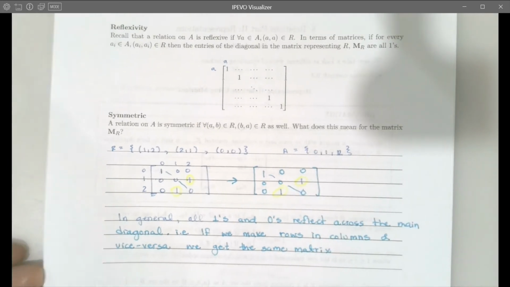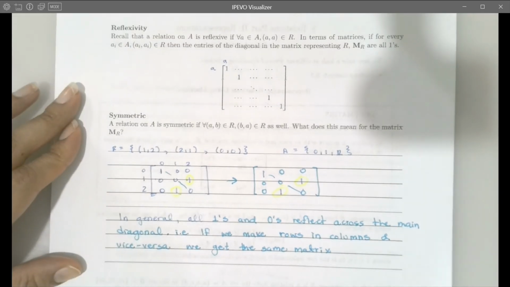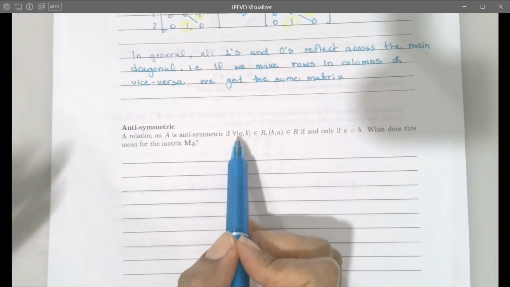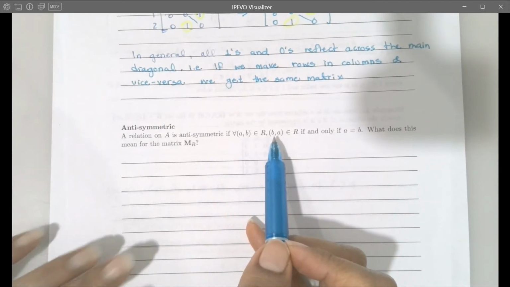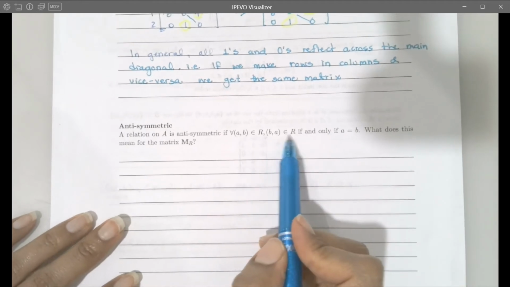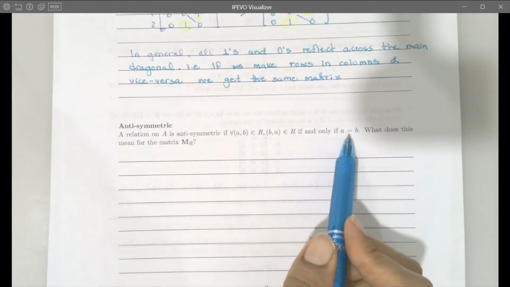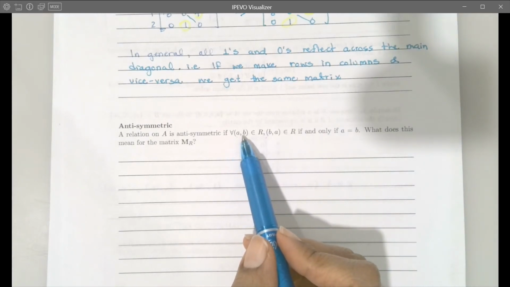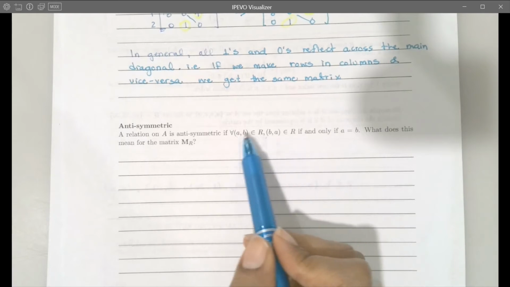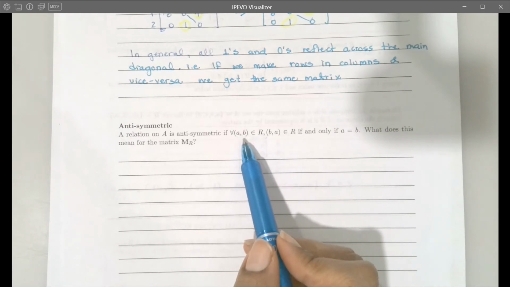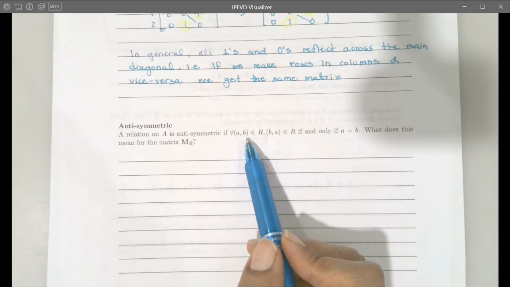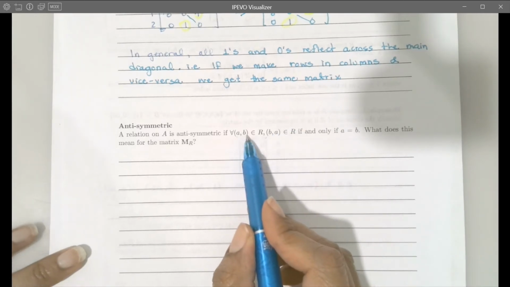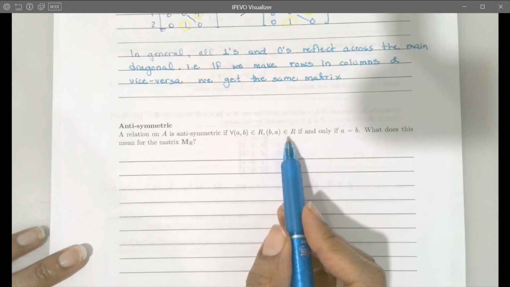Okay, what about antisymmetric? Well, what does antisymmetric even mean? Antisymmetric means that for every element A comma B that is part of the relation, then B comma A will be part of R if and only if A is equal to B. Meaning the only time when this can happen is when both of the coordinates are the same. So if you have like a 1, 1 or 2, 2, that's okay. But anything aside from that, like if I have a 1, 2, then a 2, 1 cannot be part of the relation.